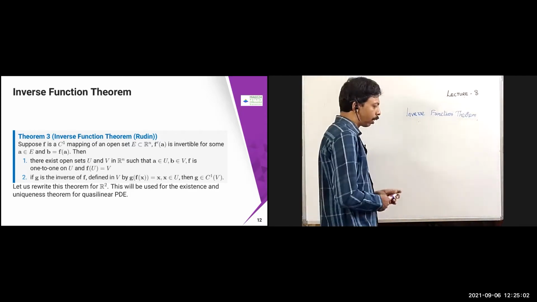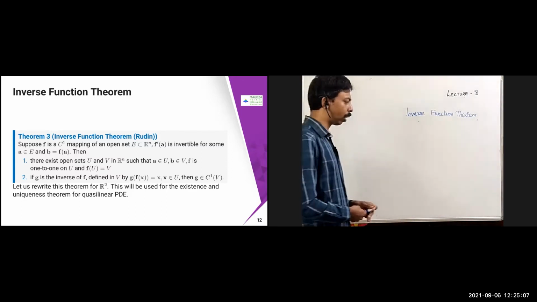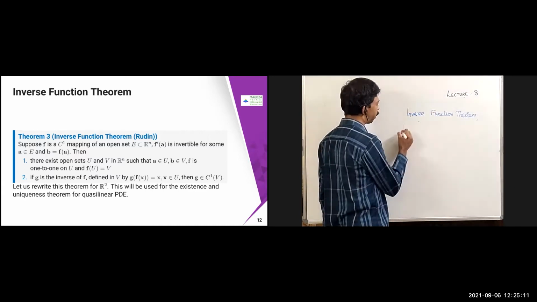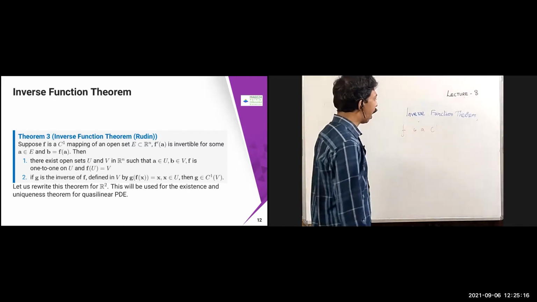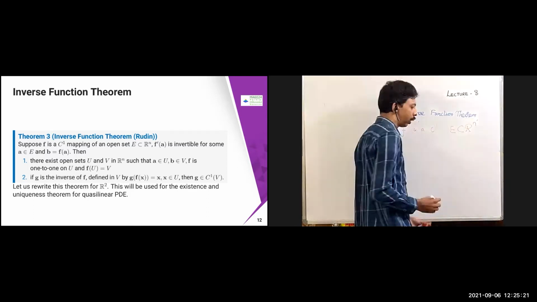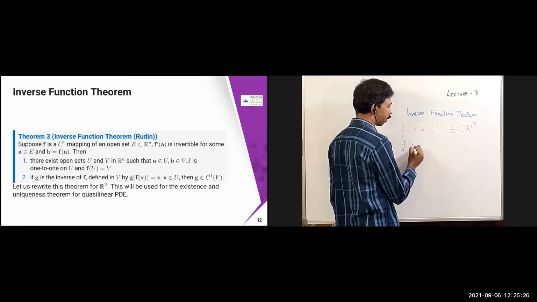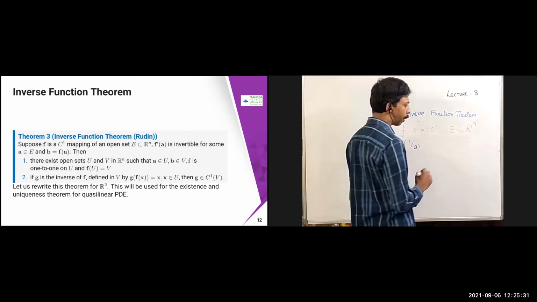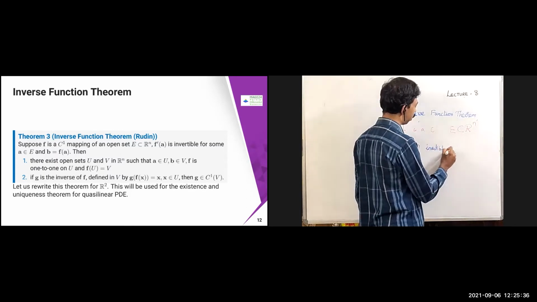So existence we have already proved. For uniqueness we require this. This will be used for the existence and uniqueness theorem for quasi-linear PDEs. So this theorem you might have seen already. Suppose F is a C1 function, a C1 mapping of an open set E subset of R power n. Suppose A is a point. F dash of A is invertible.